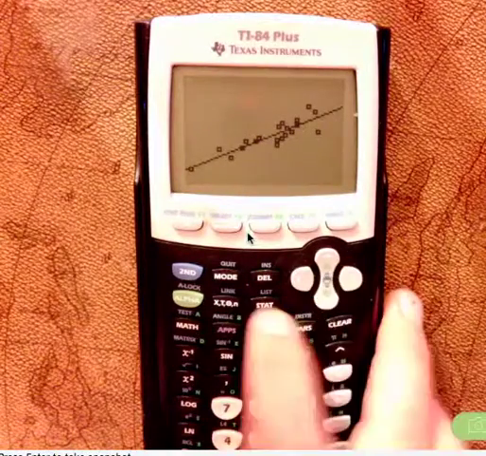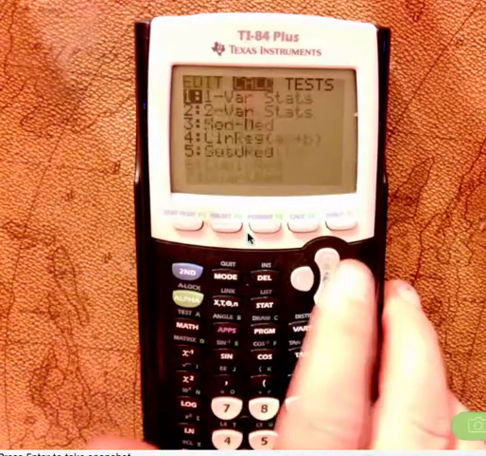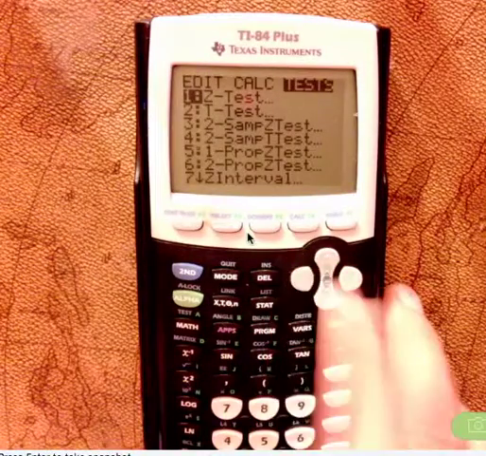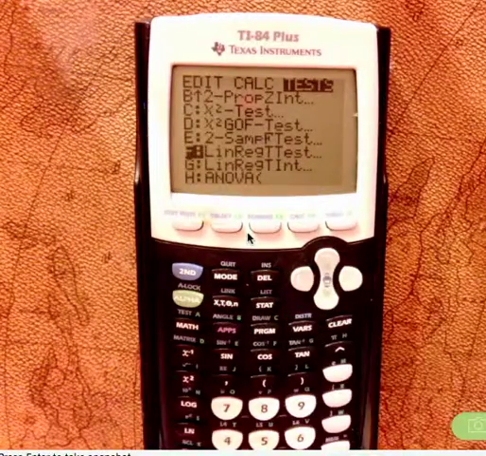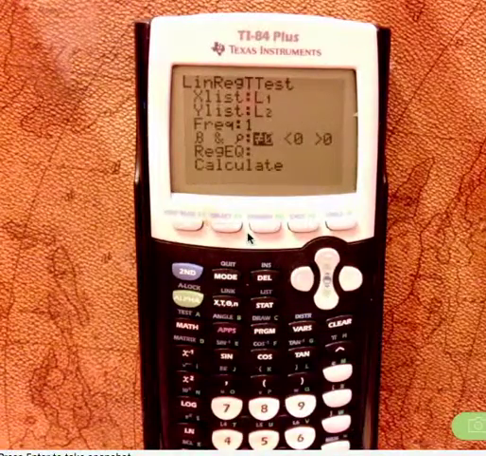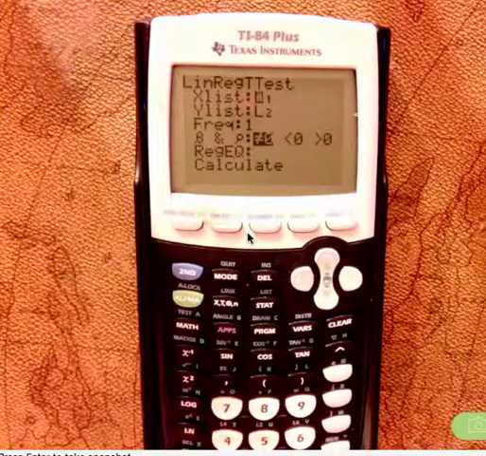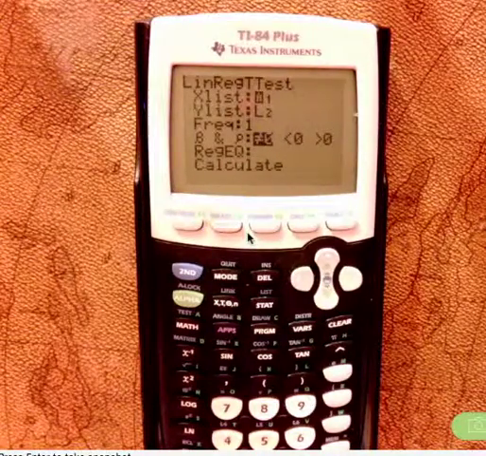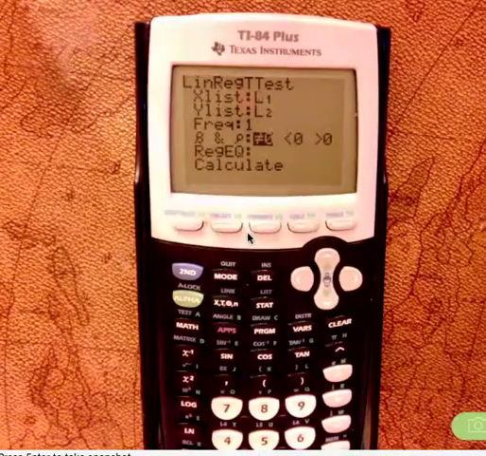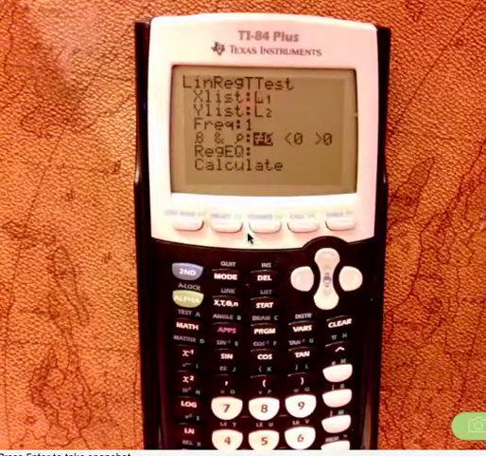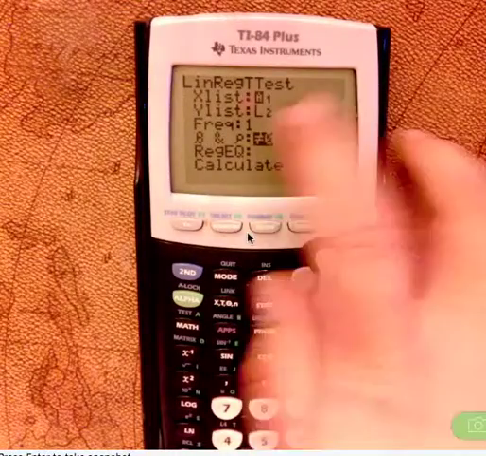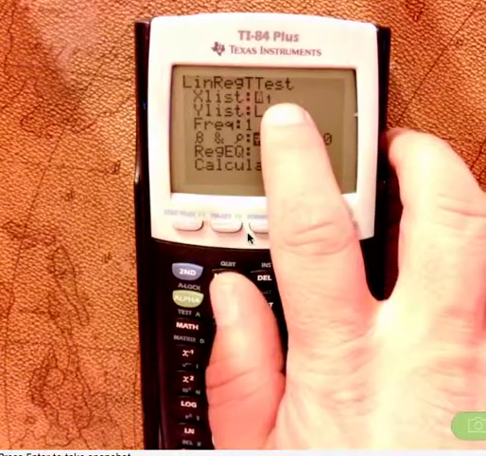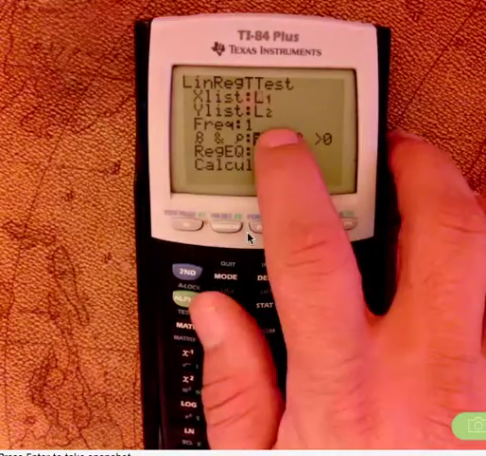So we're going to go to our stats button, go over to our test, and we're going to go down to one of the last ones, the linear regression t-test. Now, unlike our other hypothesis testing, you do not have the option of entering in data. Entering in the statistics. You have to do it from the data. So my x variable is in L1 and L2.